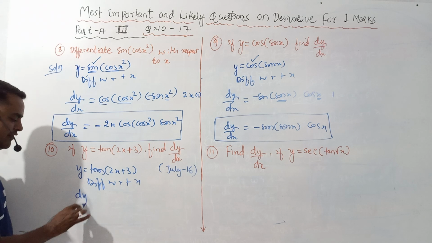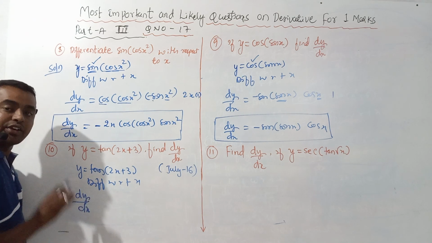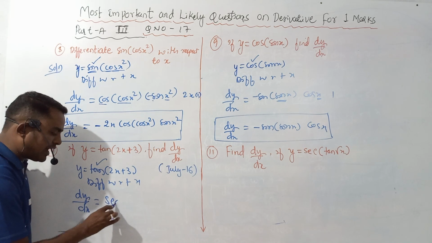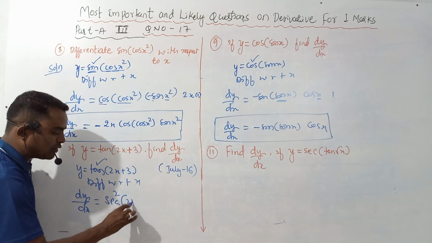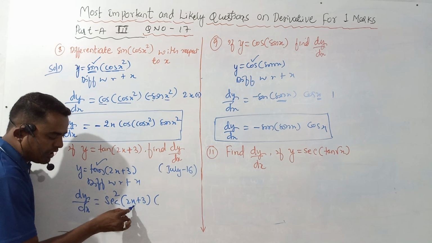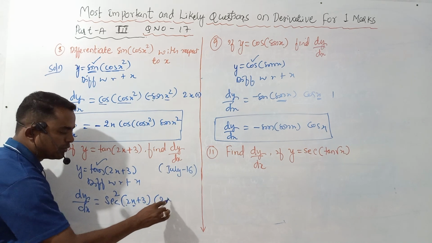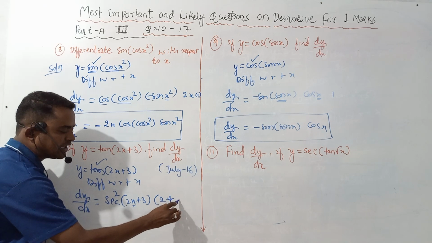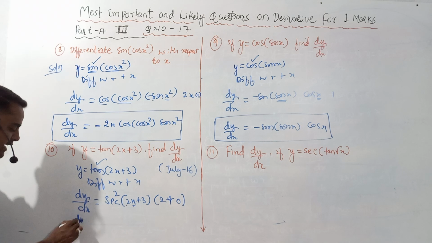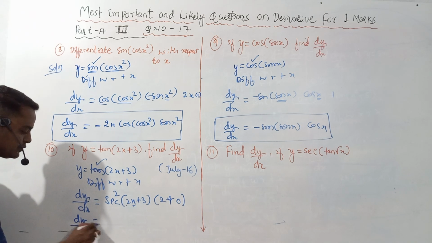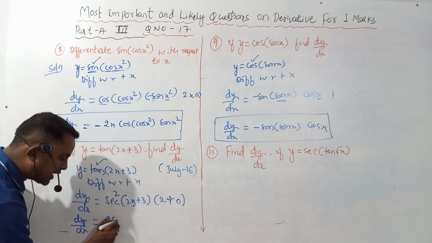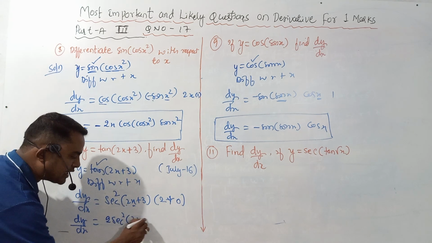Derivative of y is what? dy by dx. Then derivative of tan is sec square. x means what here? 2x plus 3. Now derivative of x is 1, 1 into 2 is 2. Plus derivative of 3 is what? 0. 2 plus 0 means what? 2. That is, dy by dx is equal to 2 into sec square, 2 sec square (2x plus 3).